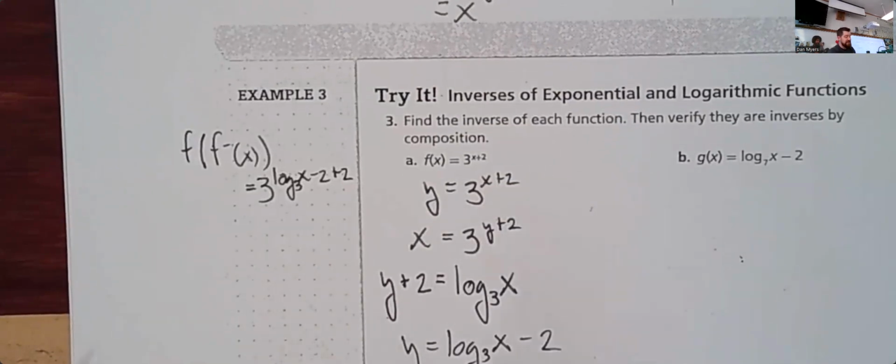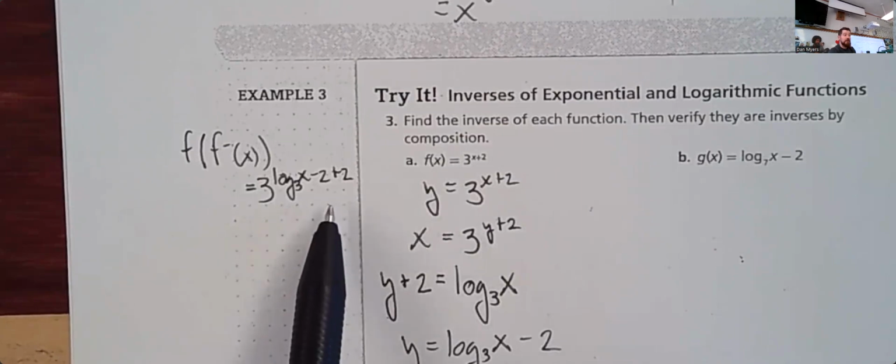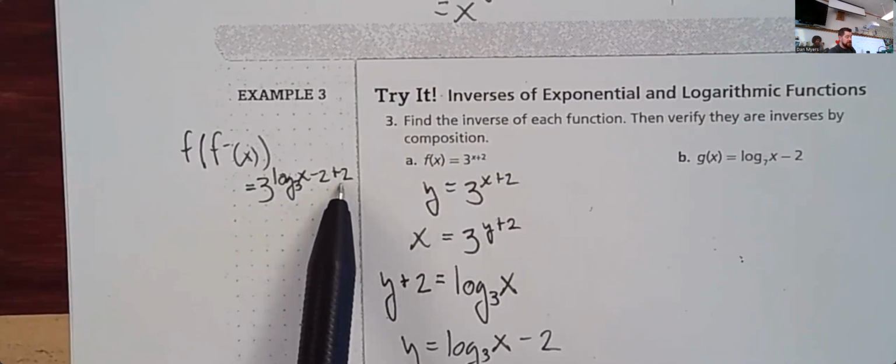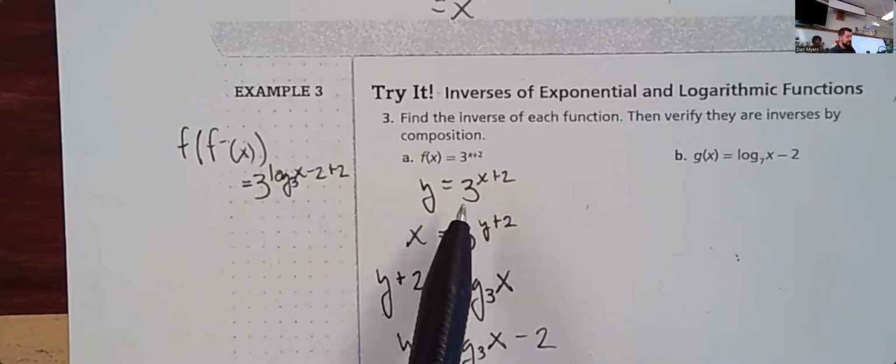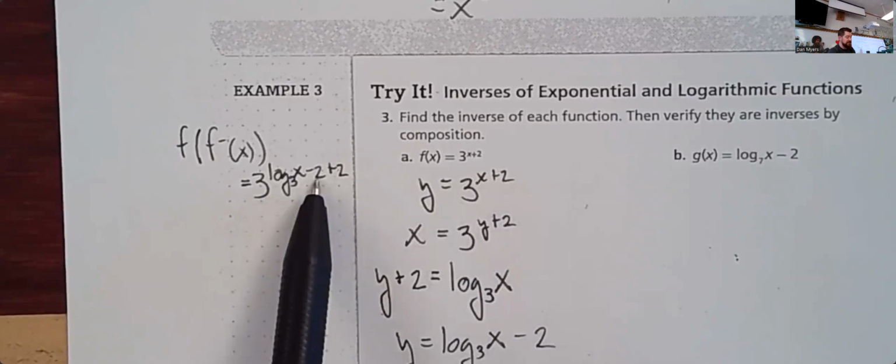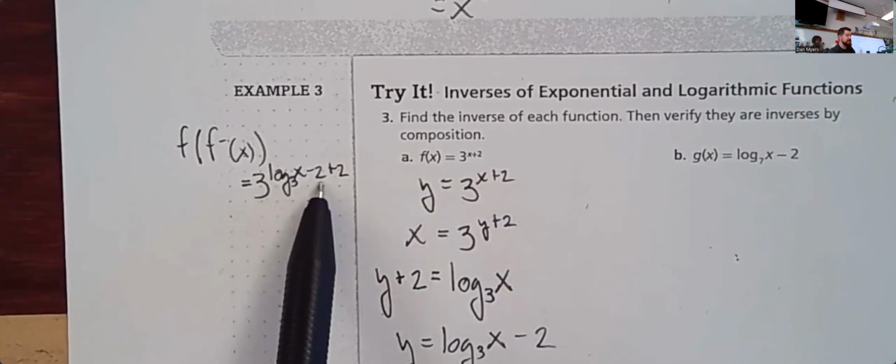Are there any questions about this step here? The positive 2? So the plus 2 is that plus 2 right there. And then this 3 is that 3 right there. And then this x turned into the entire inverse function, log base 3 of x minus 2.